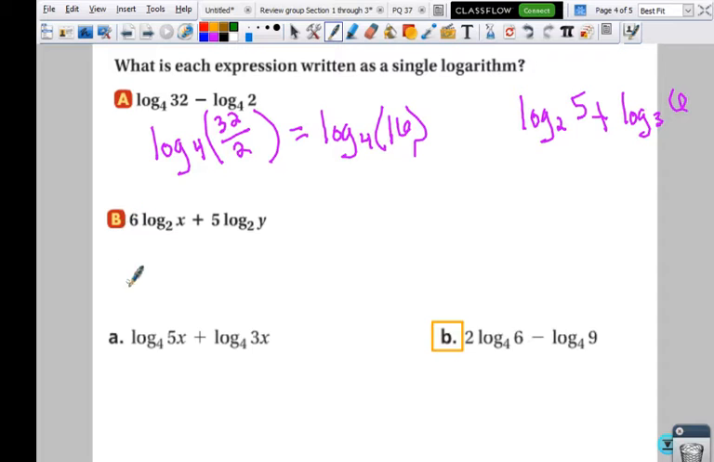The power rule. So, we're doing the power rule backwards. We're going to take this 6 out front and put it down here as an exponent right there. And we're going to do the same thing with this 5 over here on this 5 log base 2 of y, and put that in as an exponent.